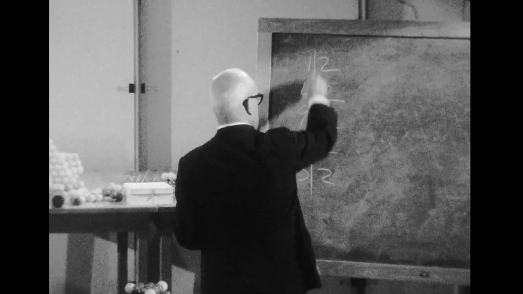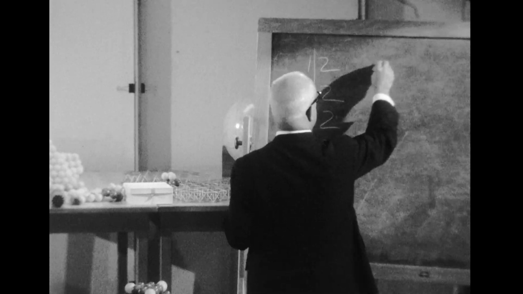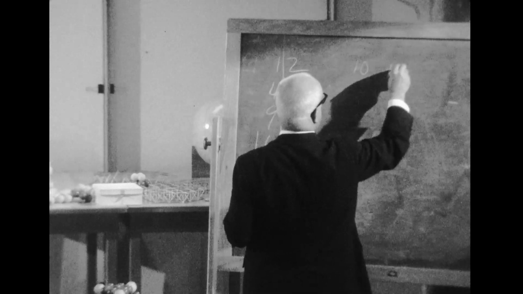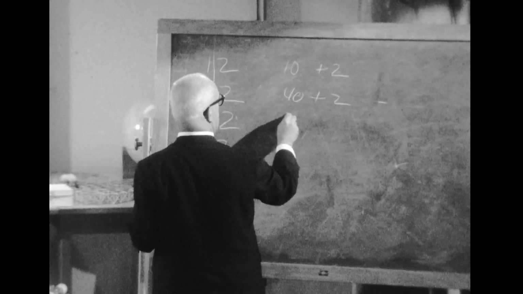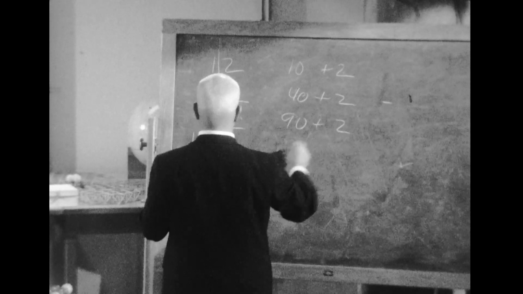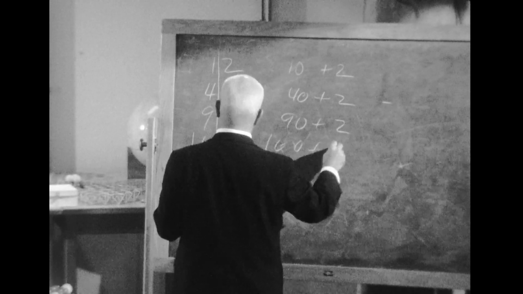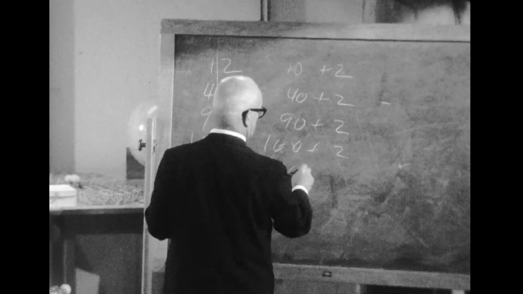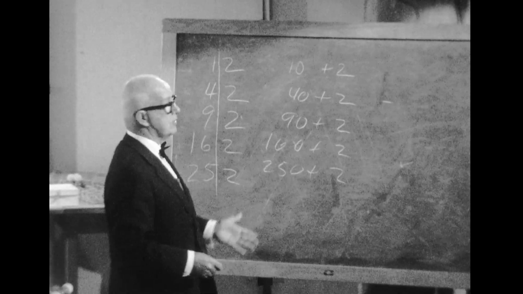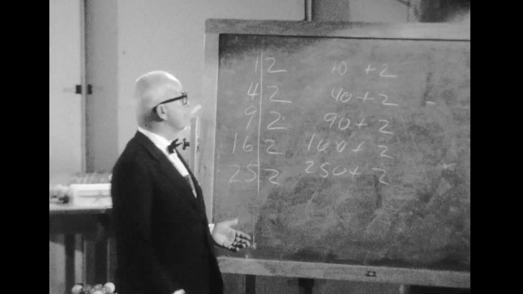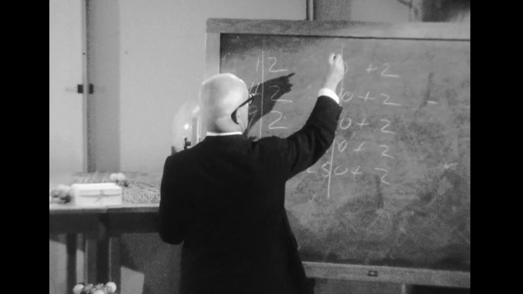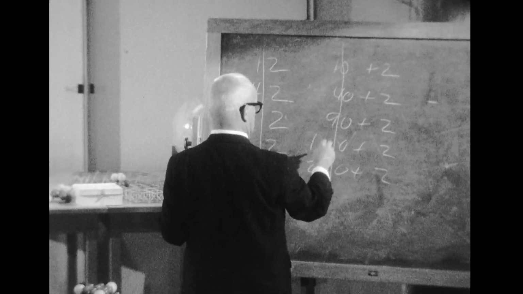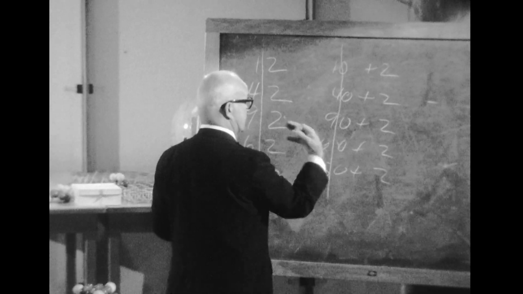Therefore, I said I'm going to take off the 2 on each one of these, and therefore this will be 10 plus the 2, and this will be 40 plus 2, and this will be 90 plus 2, and this will be 160 plus 2, and this will be 250 plus 2. Then I saw each one of those is a multiple of 10. Therefore, I'm going to divide them arbitrarily by 10 right away. Therefore, I found this is 1, 4, 9, 16, 25 times 10 plus 2.